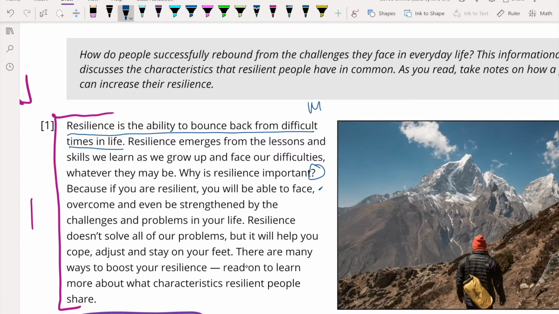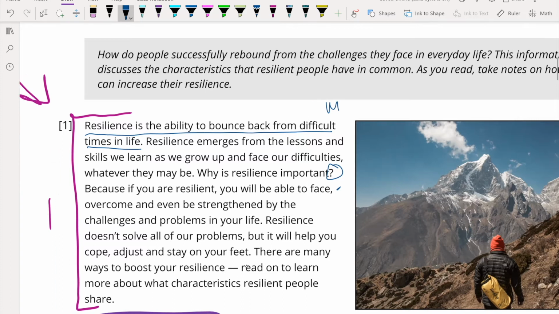Okay. Next, we're going to continue reading. We're going to try to pull out information that we believe might help us, questions we might have, right? Making symbols. This key word, bounce, brought me a good idea of drawing a bouncing ball, right? So I know that resilience means that it's bouncing back from whatever difficulties come our way.